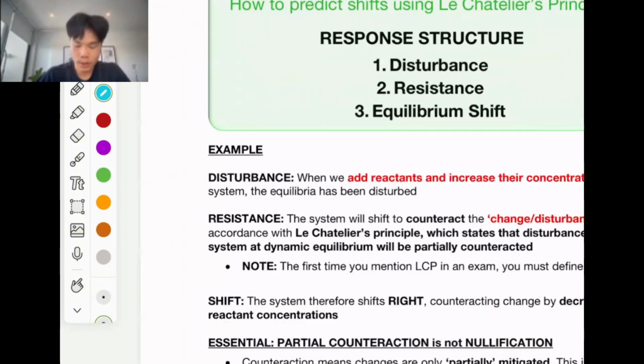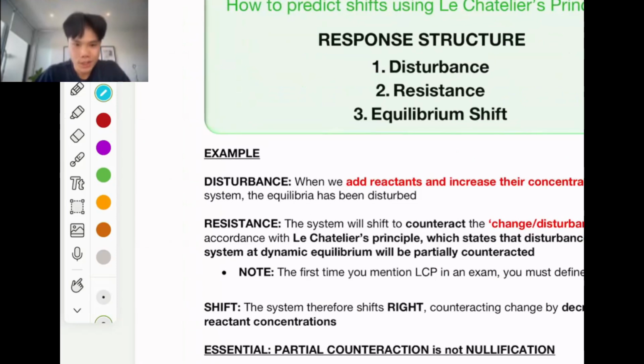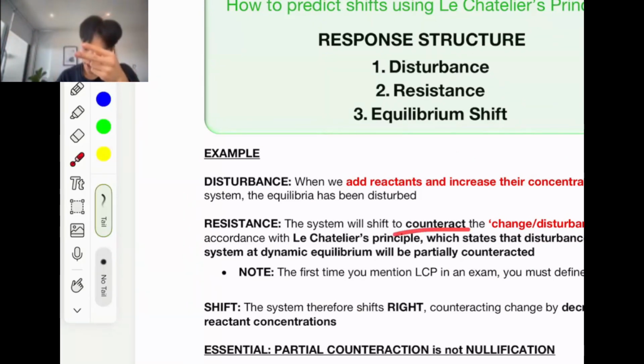When you structure LCP, if you have difficulty, then it's going to be a structure of three, where you start with the disturbance, you identify what changed. So for example, we added reactants and increased their concentration. You then go on to the resistance, where you justify with LCP. So you say the system will shift to counteract the change in disturbance in accordance with LCP, and you define.